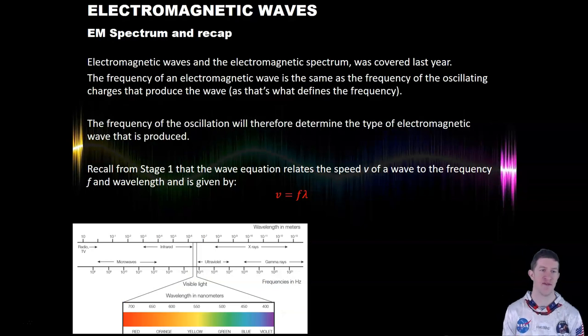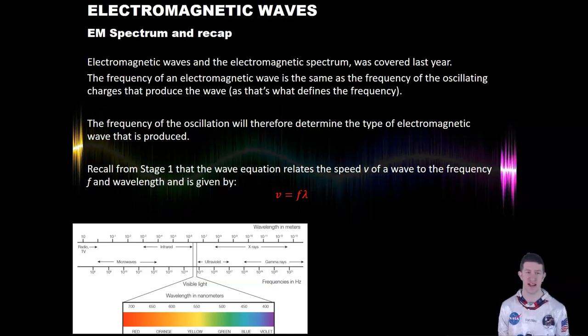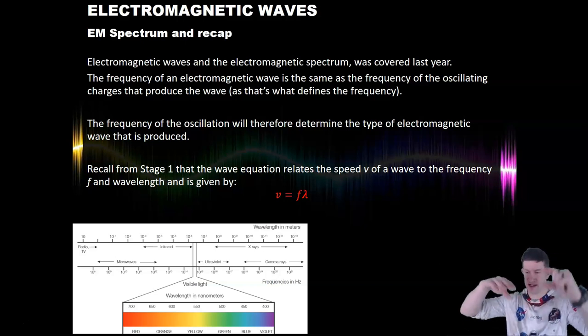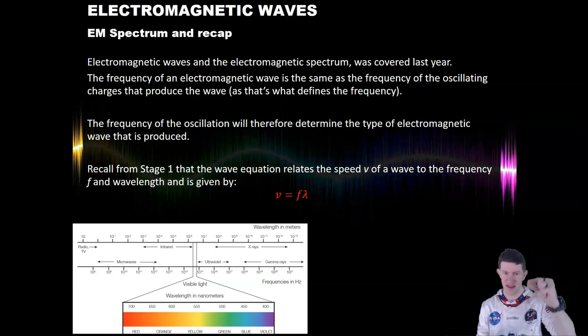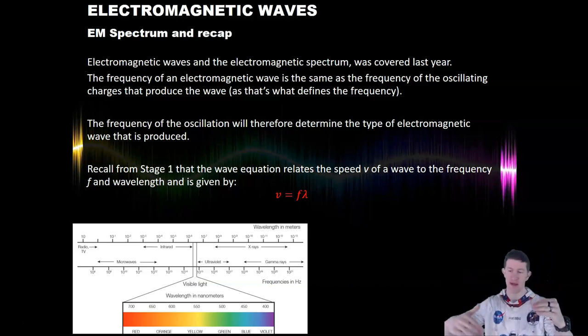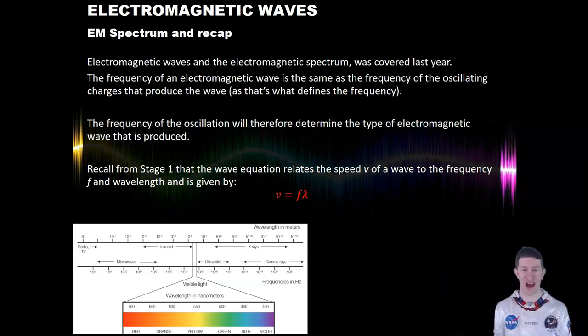So just to recap, the electromagnetic waves and the electromagnetic spectrum were covered last year. The frequency of the wave is the same as the frequency of the oscillating charge that produces it, because that's what defines the frequency. So later on we'll talk about a charge moving up and down. That is the frequency that generates the wave effect. The frequency of that oscillation has to be the frequency of the wave, because that's where it comes from, and it's not dampened by anything. Therefore, the frequency of the oscillation will determine the type of electromagnetic wave.